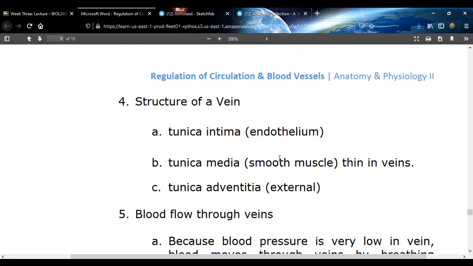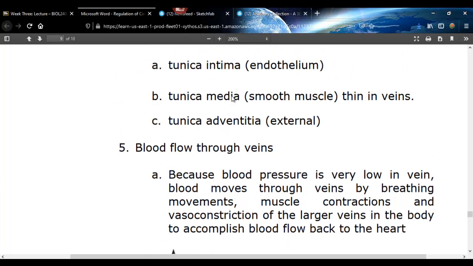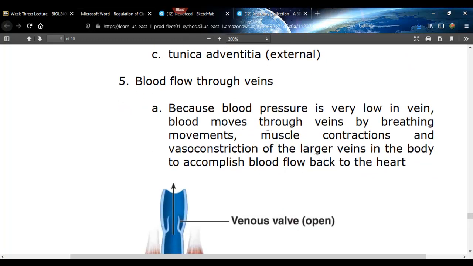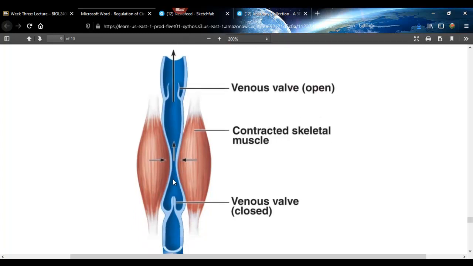In fact, veins rely on arteries. The heart is pumping blood through arteries. See, veins have the same three layers. It's just the media of a vein is very thin. But veins rely on breathing, pushing down on organs when a person breathes, vasoconstriction of vessels, and then muscle contraction.